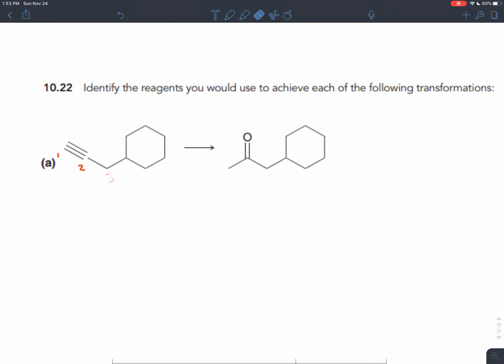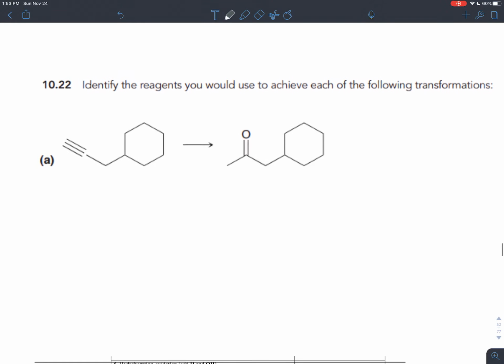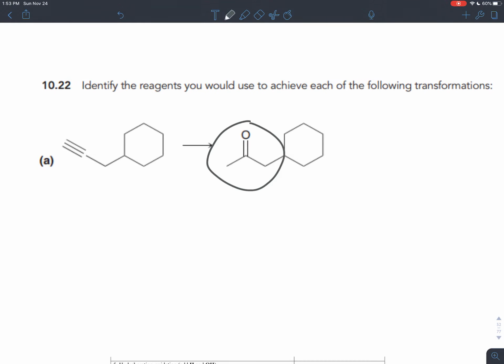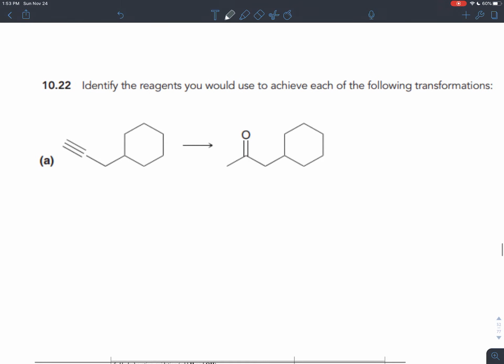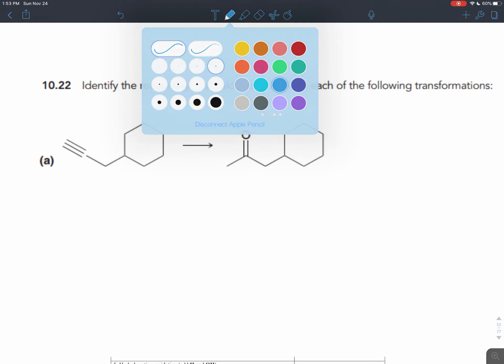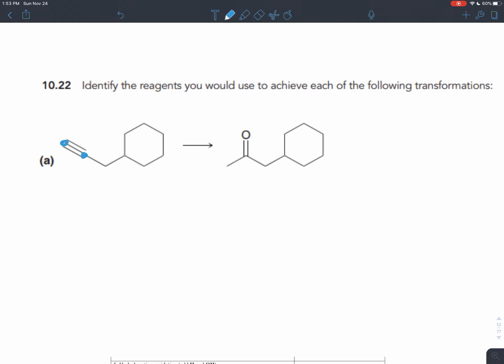Well, what would you want to add on? We want to add on some type of an oxygen. The way that you can form these aldehydes and ketones, this is a ketone, because you have a carbon double bonded to oxygen, bonded to a carbon on both sides. So the way that you can form those from alkynes is by doing hydration. Now you'll notice that we have 2 carbons here. The one at the end is primary and the one in the middle is secondary.